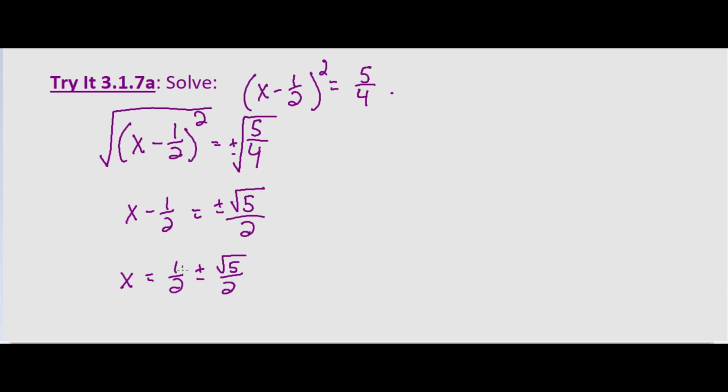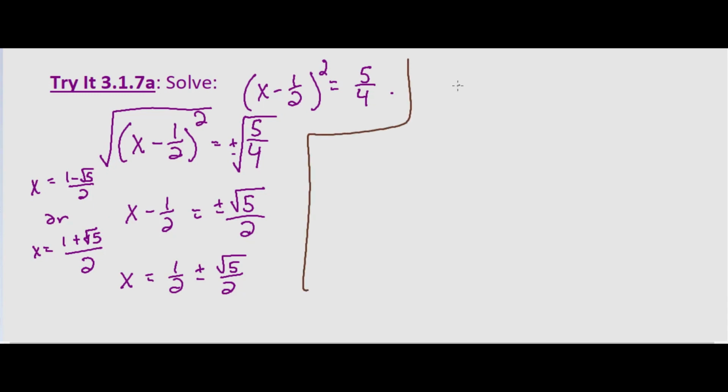We could factor out the 1/2, but we're not going to do that. We're just going to leave this as x equals, we're going to put it over the same denominator, 1 minus the square root of 5 over 2, or x equals 1 plus the square root of 5 over 2. Now let's check our solutions.